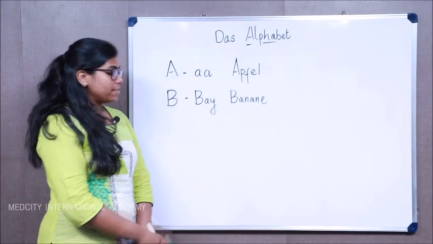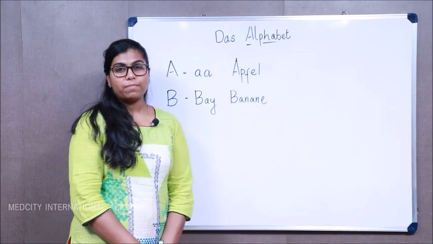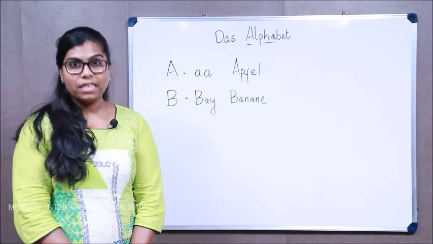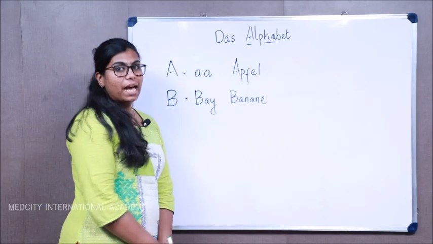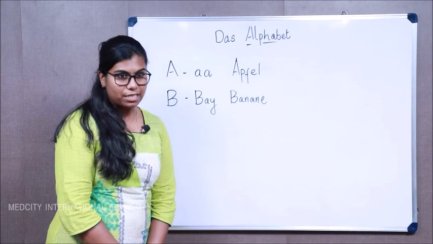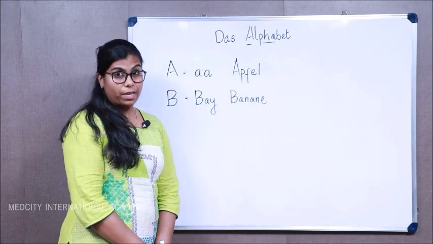So next one is B. It is pronounced as B in German. An example is die Banane. Die is the article, Banane is feminine.